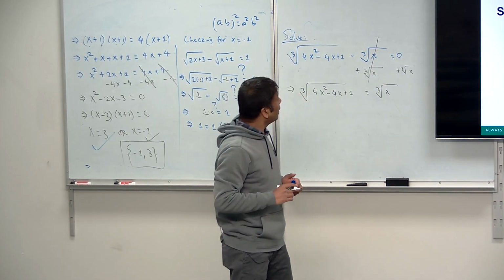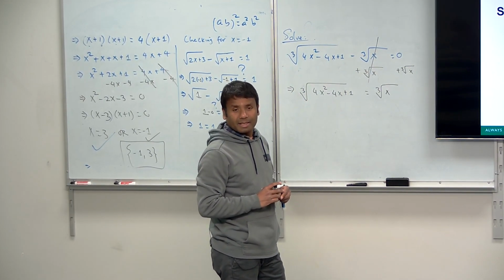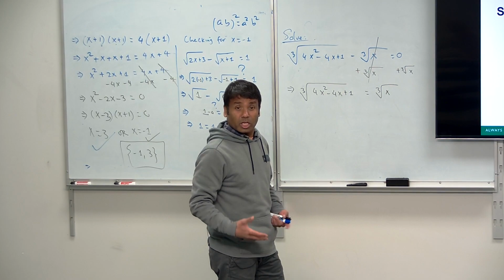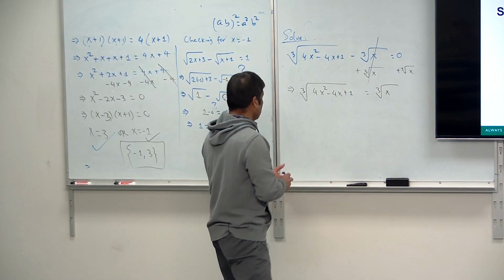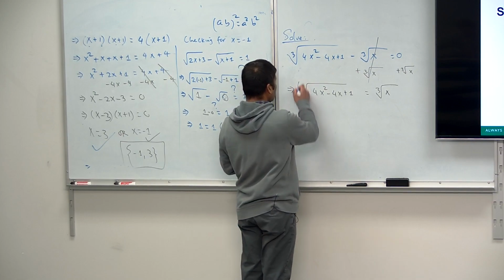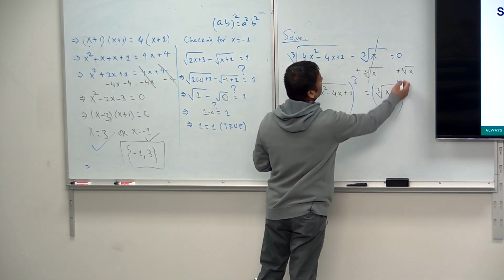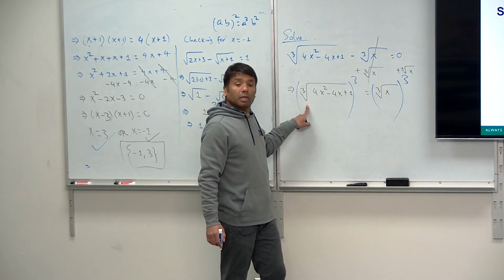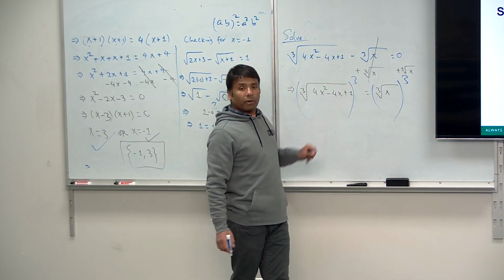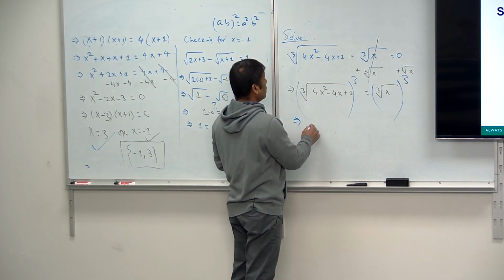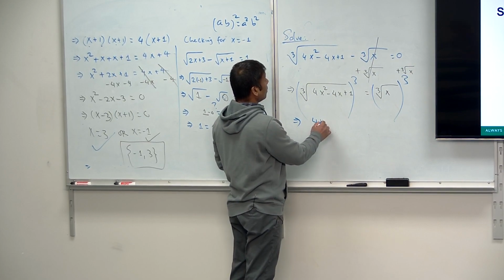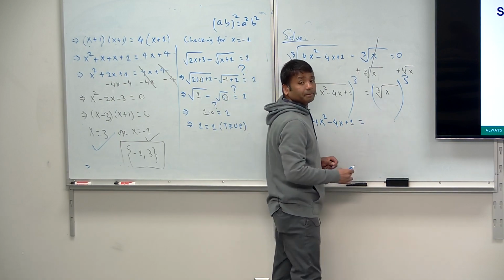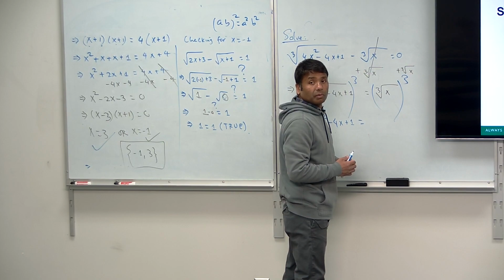Once you cube both sides now to get rid of the radicals. Yes, we raise to the power 3, or we cube on both sides, okay? Cubing on both sides. So you are absolutely right. That makes sense? And then this is the cube root, right? And when you raise to the power 3, you will have 4x squared minus 4x plus 1 here. And what will be on the right side? X.